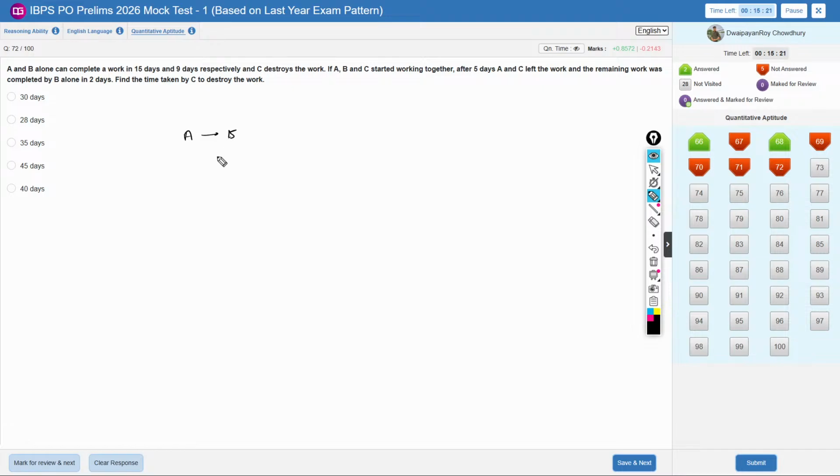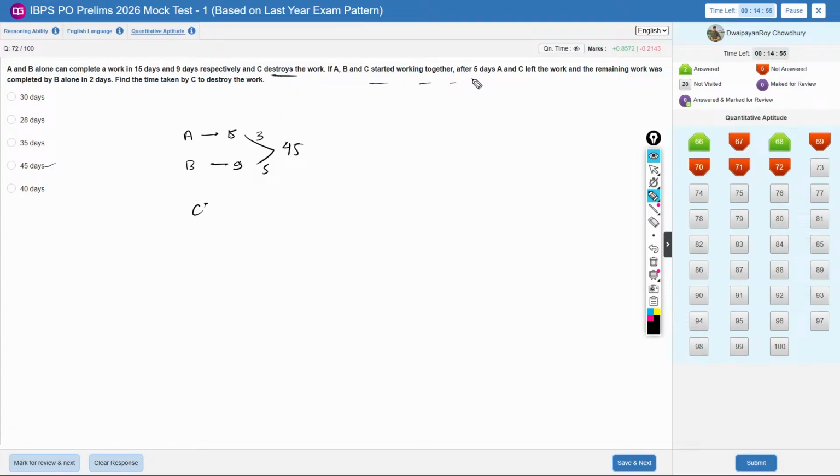So A can do it in 15, B can do it in 9. Suppose total work is 45, a multiple of 45, for 45 days. So this is 3, this is 5, and C does negative work.